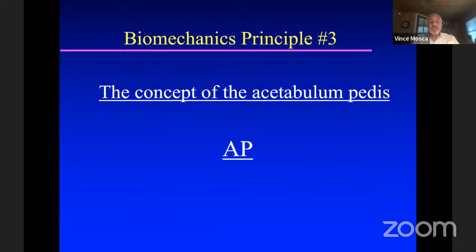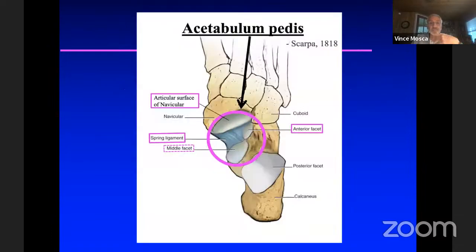So let's continue this idea of understanding the biomechanics. There's a concept called the acetabulum pedis, the acetabulum of the foot, pedis, the foot. Scarpa, an Italian surgeon in 1818, they weren't called surgeons then, but he was a doctor, did some cadaveric dissections, and he took the foot apart on cadaver, and he thought that the subtalar joint was like a hip joint. So he called it this structure, this socket, this acetabulum, which means the socket of the foot. The acetabulum is the articular surface of the navicular, the spring ligament, and the anterior facets of the subtalar joint.